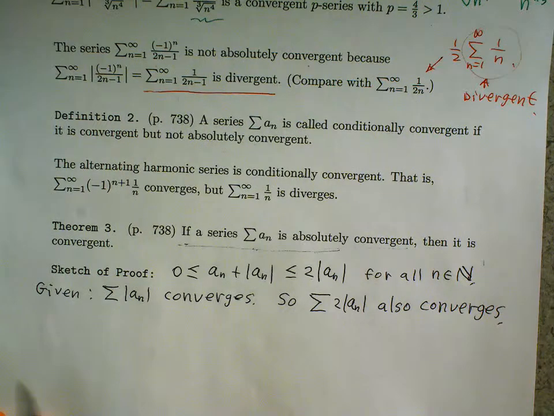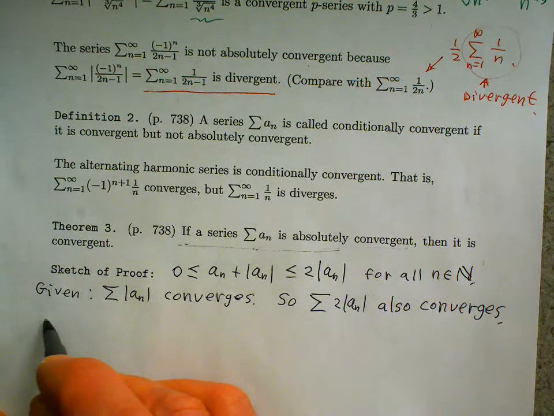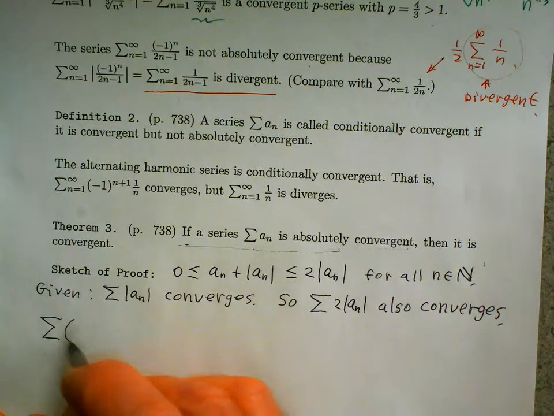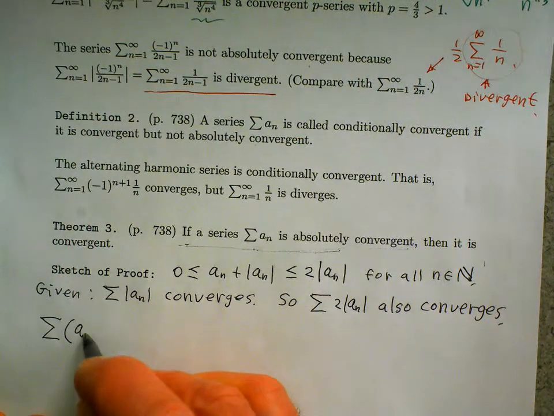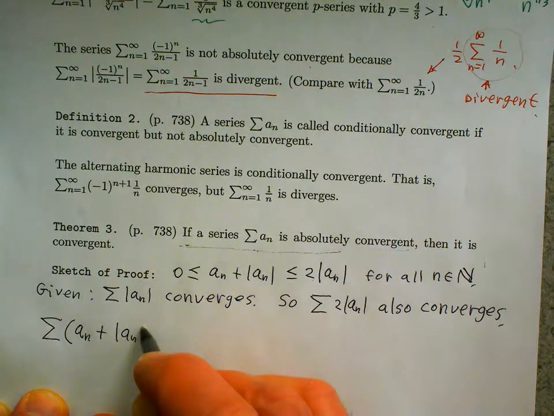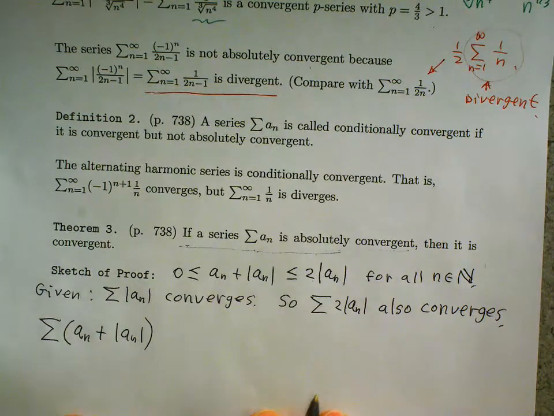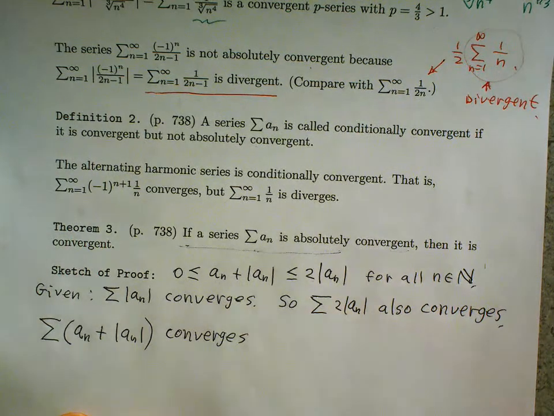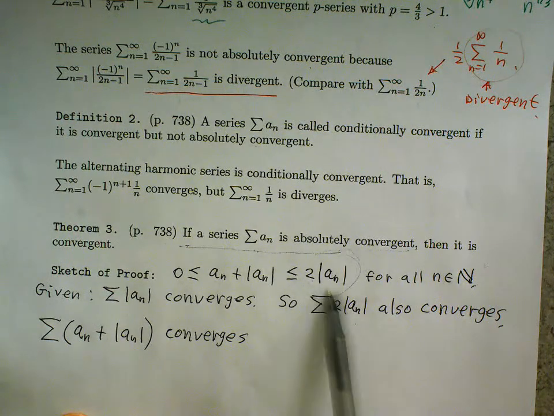And then using the comparison test, the series where the terms are a sub n plus the absolute value of a sub n converges by the comparison test because we're just comparing it with this series where the terms are 2 times the absolute value of a sub n.